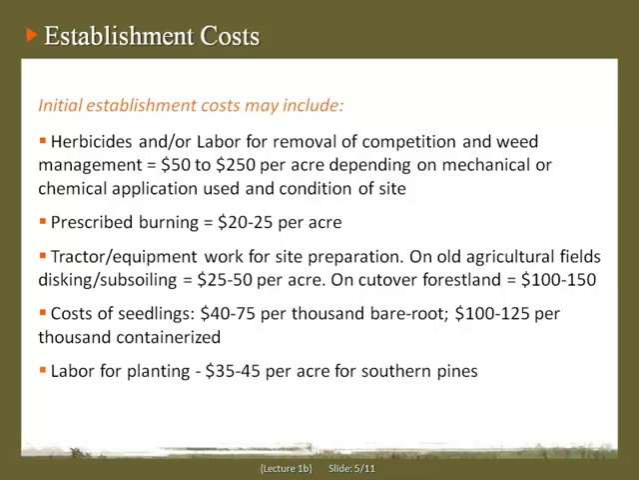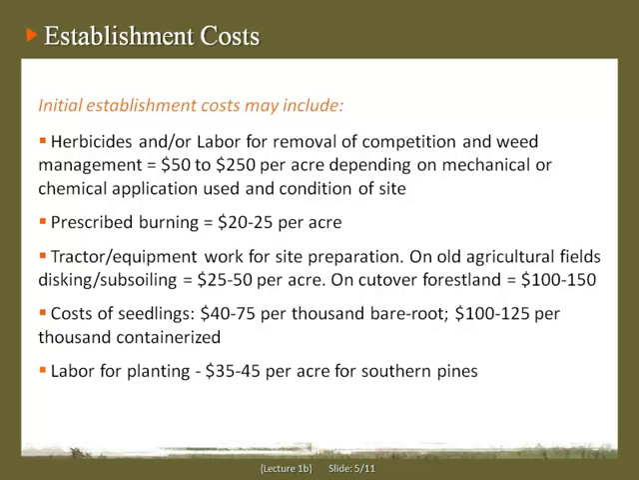For example, herbicides and labor for removal of competition and weed management can be anywhere from $50 to $250 per acre, depending on the type of application used and the condition of the site. Prescribed burning can vary anywhere from $20 to $25 per acre. Tractor equipment costs vary. On old agricultural fields, disking and subsoiling might average $25 to $50 per acre in fuel costs and labor. On cutover forest land, this amount could equal $100 to $150.